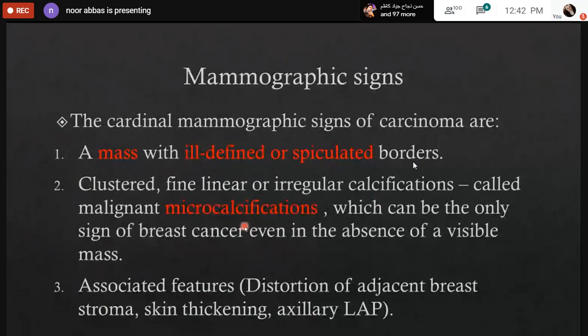Okay. Malignant microcalcifications can be the only sign of a breast cancer in the absence of a mass, just microcalcifications. لهذا الماموغرافي حتى يجيب calcification كل شيء صغير لازم يكون the quality of the machine is very high, the precision is very high. Associated features راح نشوف، مو شرط يشوف mass أو calcification، يشوف distortion of breast tissue، skin thickening، axillary lymph node، all pointing straight toward carcinoma.